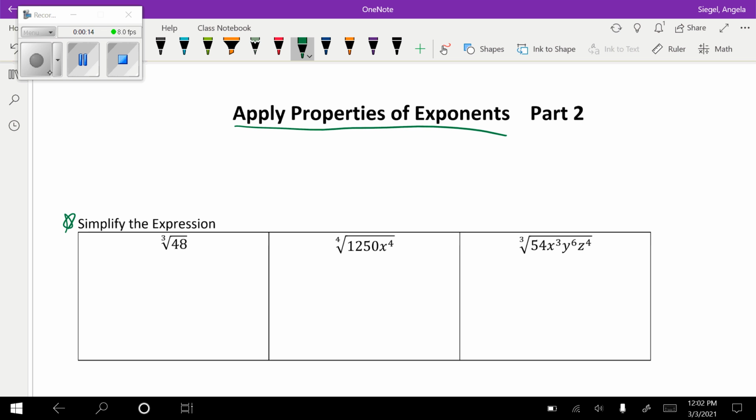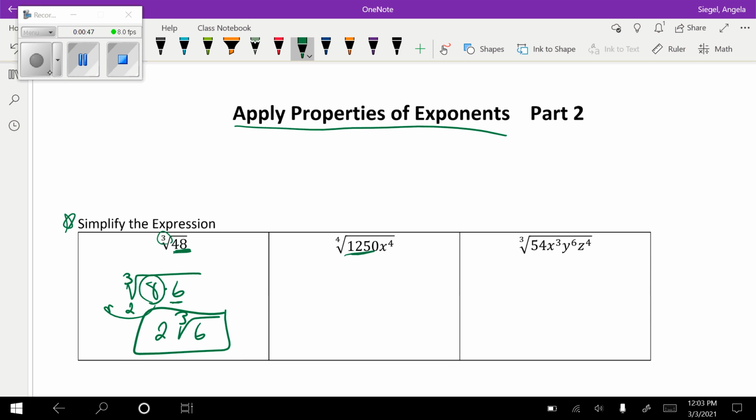So remember, I'm going to think about that chart from lesson 1, and so I'm going to find the factor of 48. That's the biggest perfect cube that I can find in that chart. So if you look at the chart, 8 is a perfect cube. So 8 times 6 is 48. And so I can take the cubed root of 8. That is going to come out as a 2. And the 6, I can't. So my answer is going to be 2 cubed root of 6.